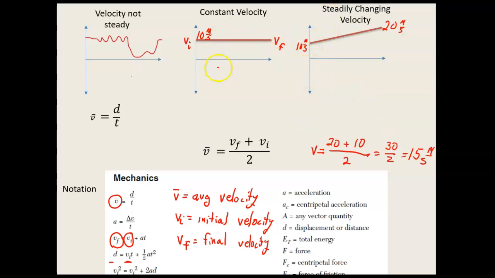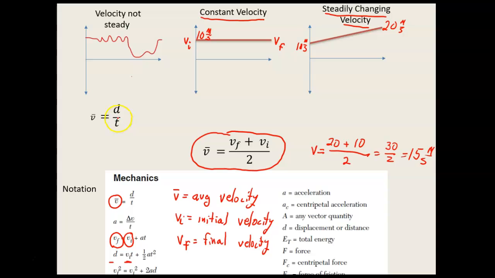So when we're talking about VI and VF, velocity initial and velocity final, it really applies to these two situations where we have a constant velocity and in particular a steadily changing velocity. So you can use this method for calculating average velocity in these two situations where you have constant velocity or steadily increasing or steadily decreasing velocity.